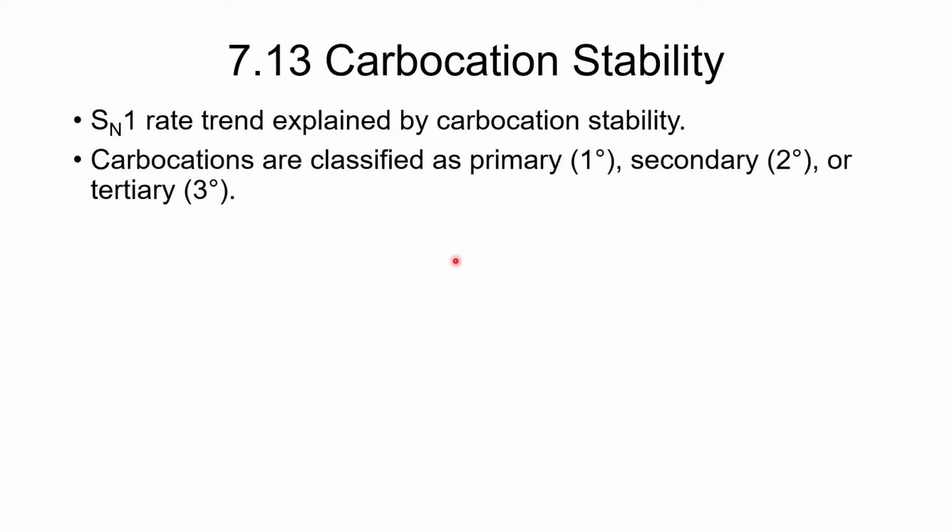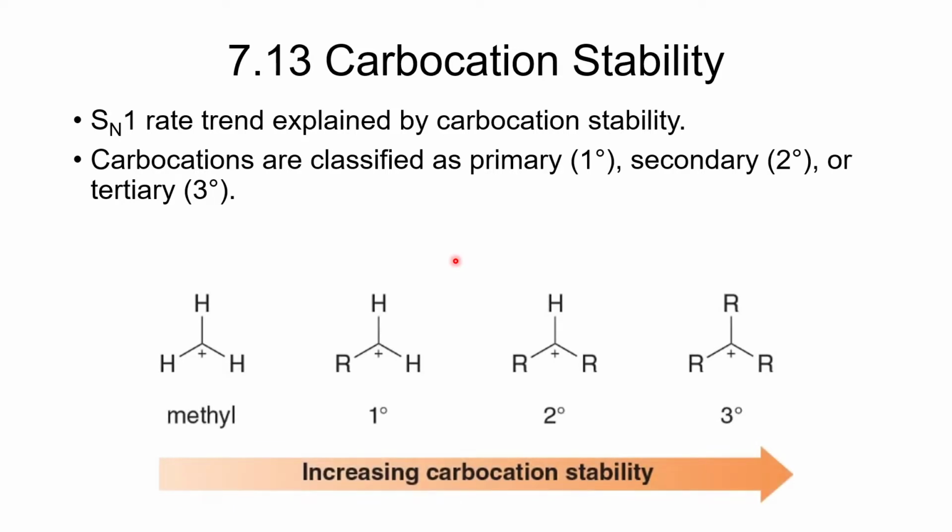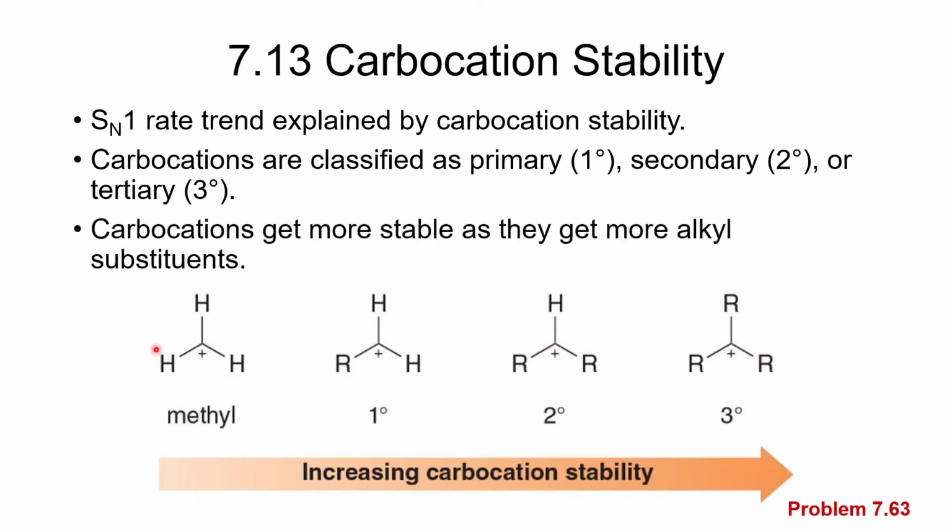So we can classify carbocations as primary, secondary, or tertiary, although we can even throw in an extra one, the methyl carbocation. So here are the carbocations. Like I said, we can classify them as primary, secondary, tertiary, although there is technically the methyl carbocation. We'll find that as we increase the number of alkyl groups, the R groups, we will increase the stability of the carbocations. So tertiary is more stable than secondary, more stable than primary, which is more stable than methyl. So carbocations get more stable as we add more alkyl groups to them.